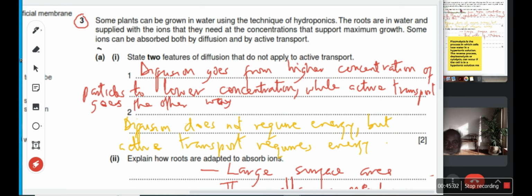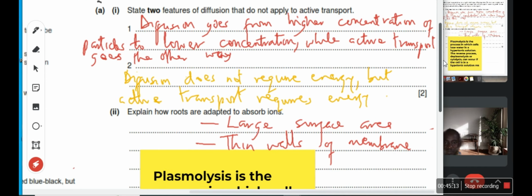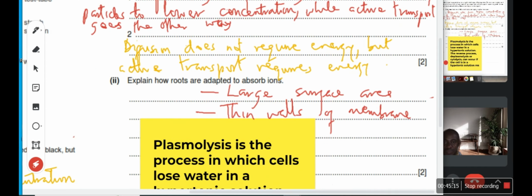State two features of diffusion that do not apply to active transport. Diffusion goes from higher concentration of particles to lower concentration, while active transport goes the other way. Diffusion does not require energy, but active transport requires energy. Then it says, explain how roots are adapted to absorb ions.